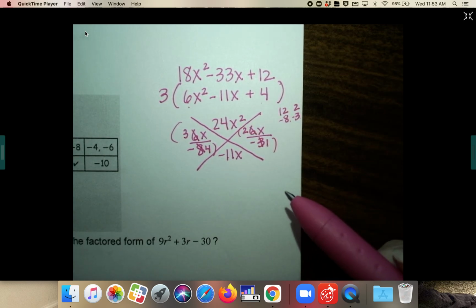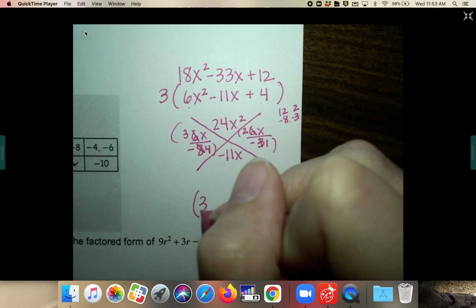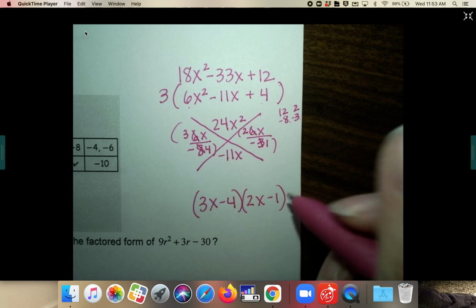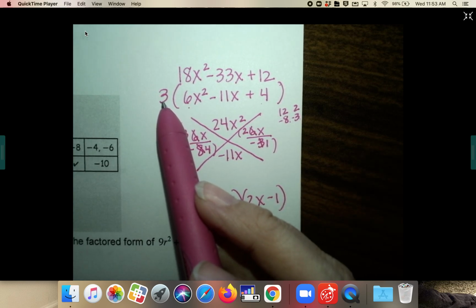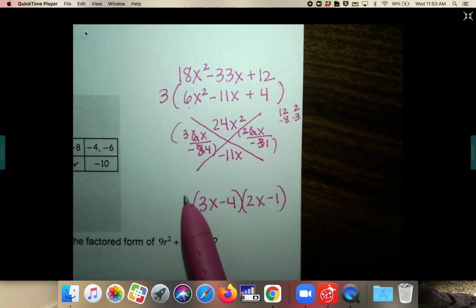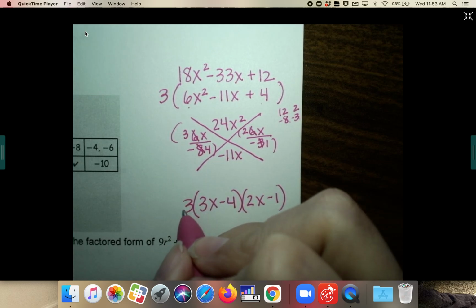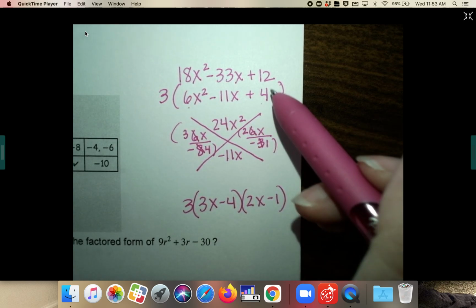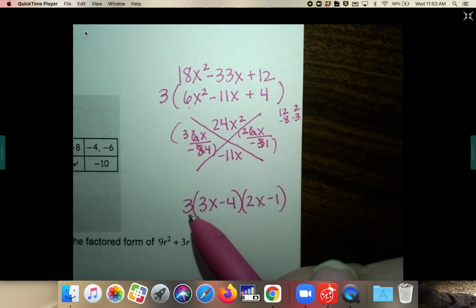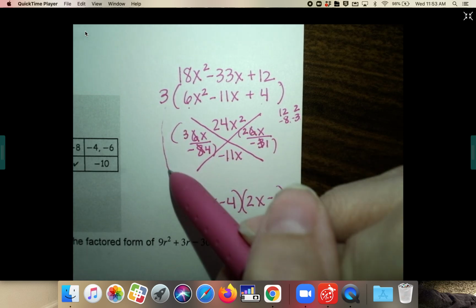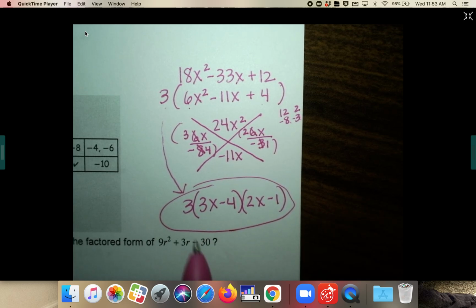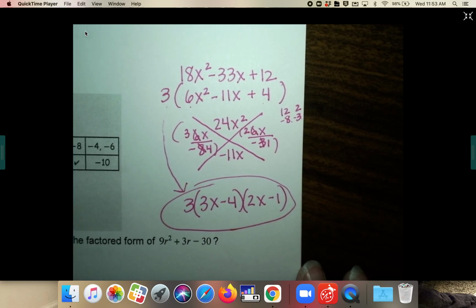So here's the deal though. When you write your answer, the 3x minus 4 times the 2x minus 1, you factored out that 3 earlier, and it still needs to be a part of your final answer. I hope you don't forget that. We pulled it out to make this part simpler, but it still has to be there. So just make sure if you pull it out, you remember to write it down here in your final answer. All right, let's practice this a few more times. It's basically the same thing.